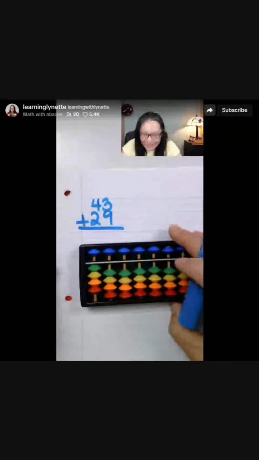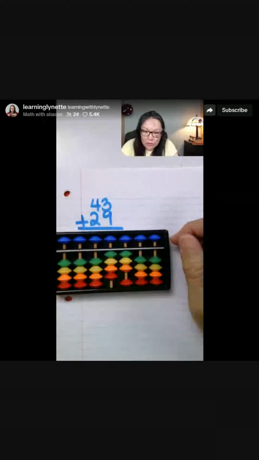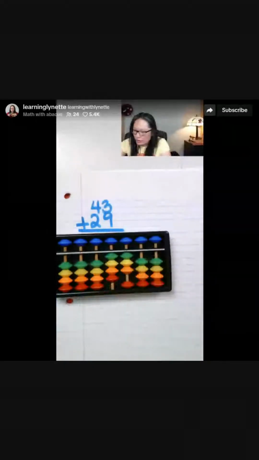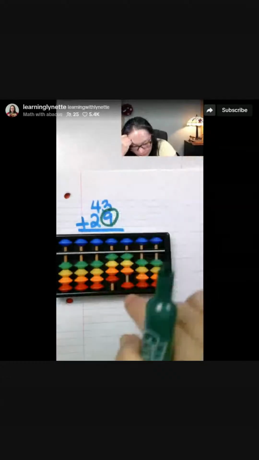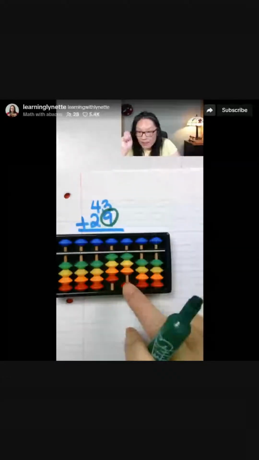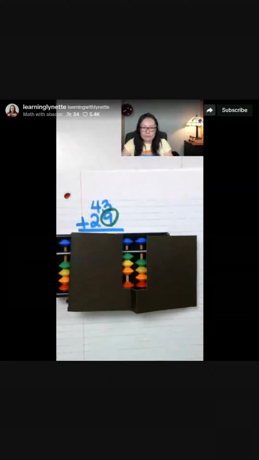So we have 40, we have 3, right? Now, if you wanted to, we could start from here. We can add the 9 first. Notice I cannot add the 9. Because I cannot add the 9, what am I going to do? What is the formula to add the 9? Do you remember? Plus the 9, right? That's what I need to do.